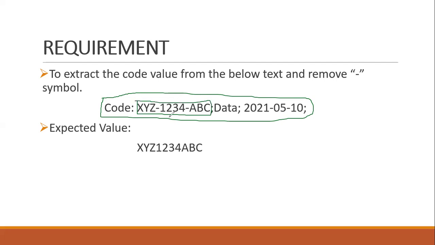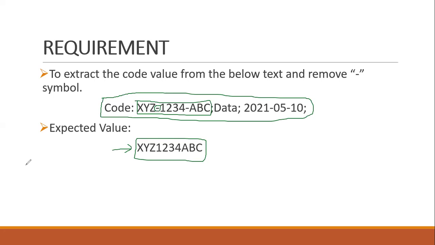So the expected value should be in this format. We need to extract this value first, and then we need to remove this symbol from here. So finally, the expected value should come like this. In order to get this kind of expected value, without writing a single line of code, we can achieve this. How we can achieve this, we'll try to see practically right now.